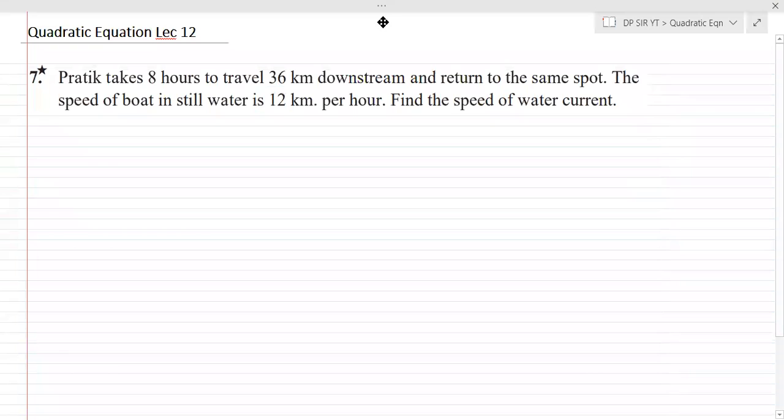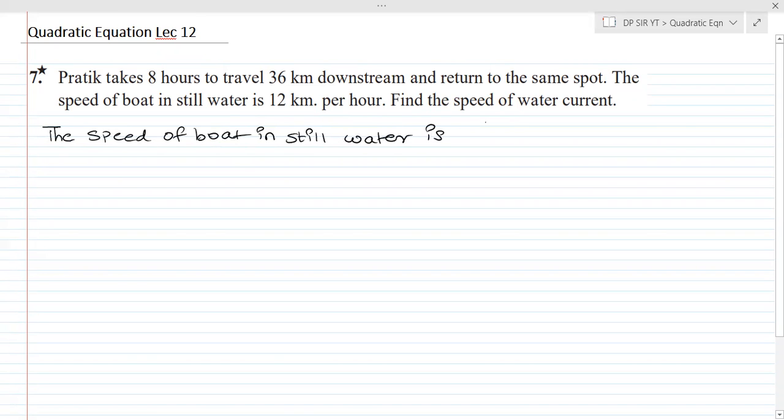I hope my screen is visible, guys. I'll just write it neatly. The speed of the boat in still water, meaning still water, is 12 kilometers per hour. I hope it is going by boat only, right? Then let the speed of the water current be x kilometers per hour.